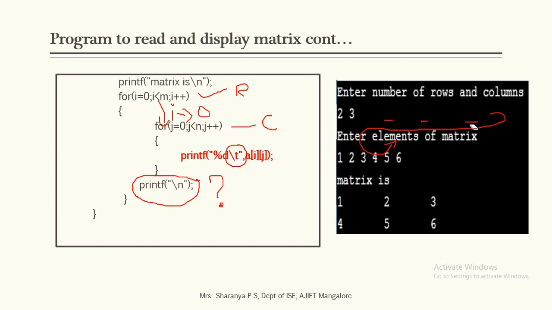First, it is asking the number of rows and columns from the user, and then asking the user to enter the elements of the matrix. So it is a 2 cross 3, so a total of 6 elements are entered. The first 3 will be set to the first row, and the next set of 3 elements will be put into the next row. This is how it will get the output.